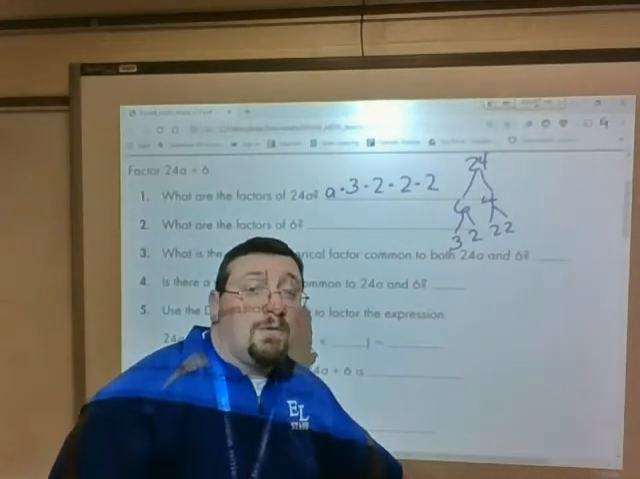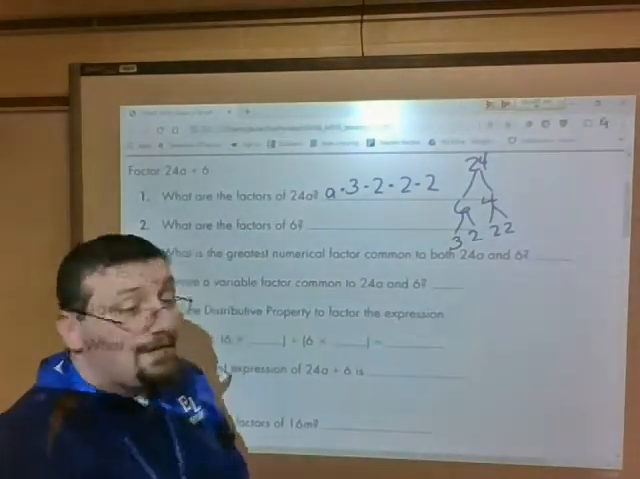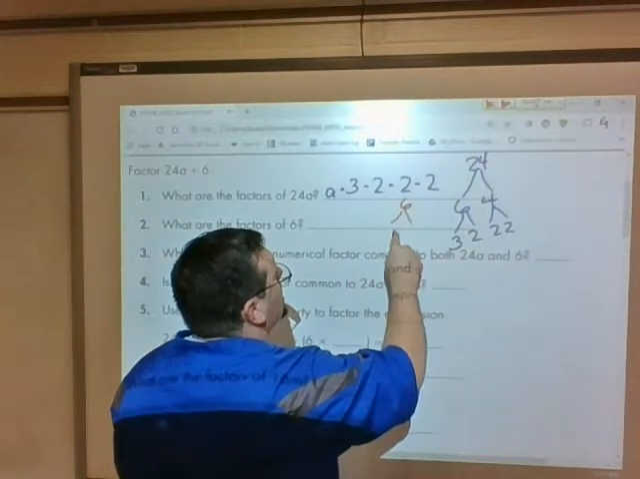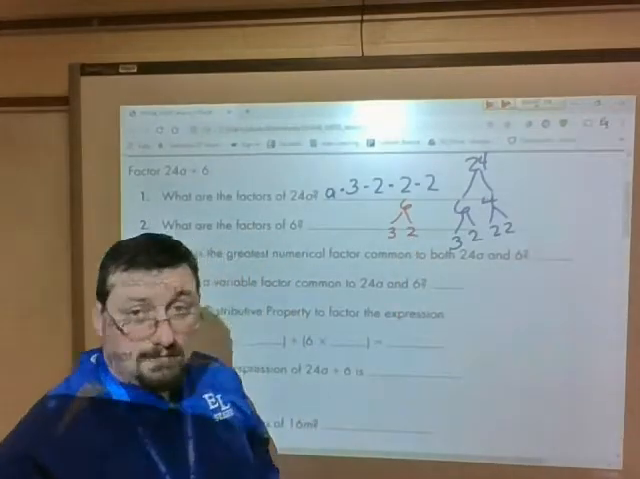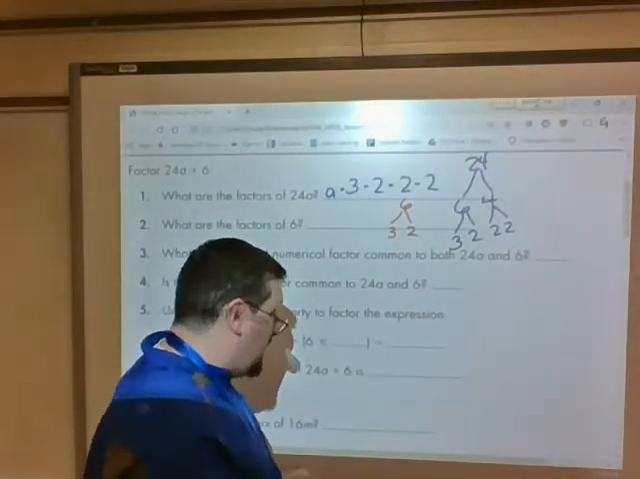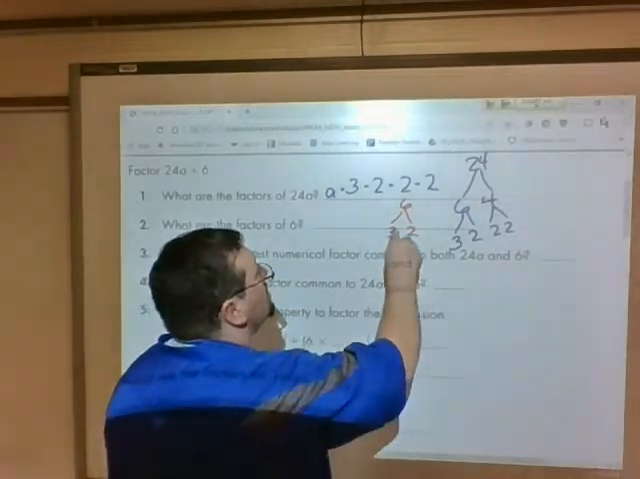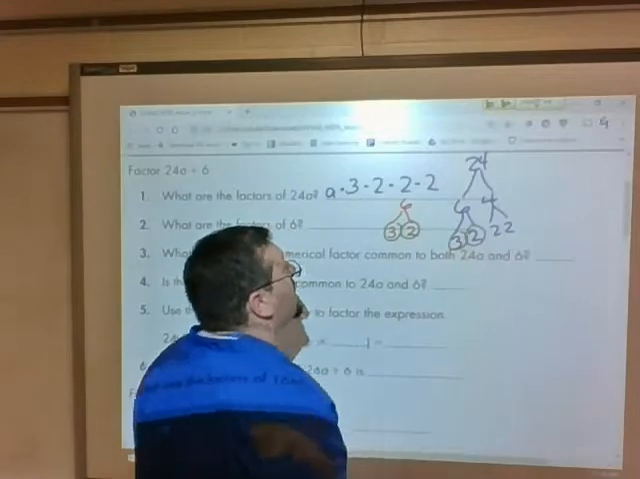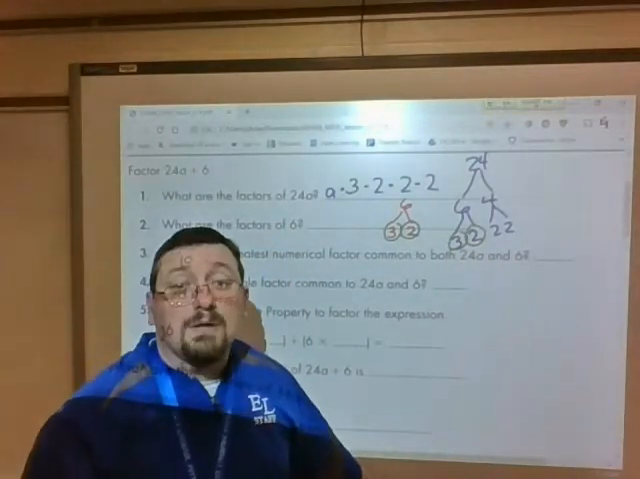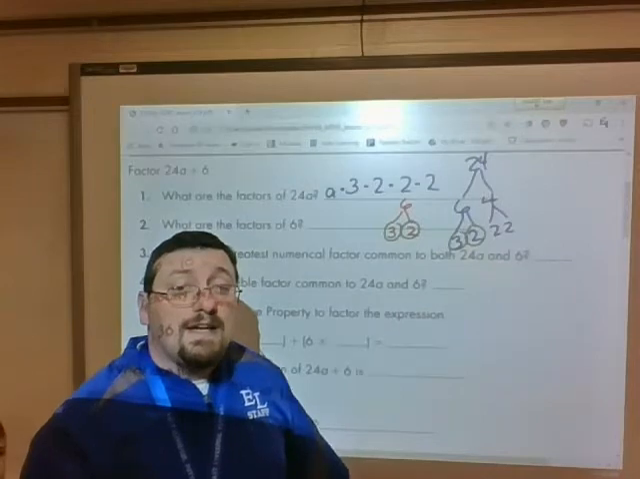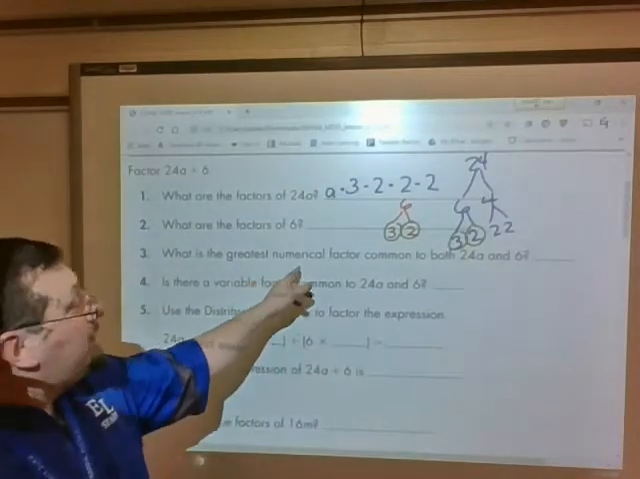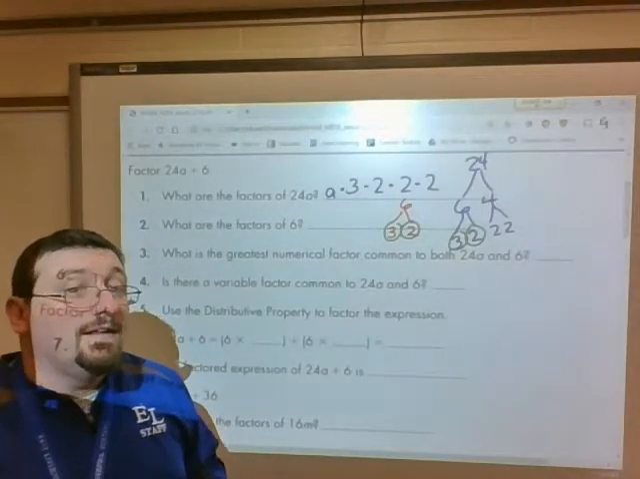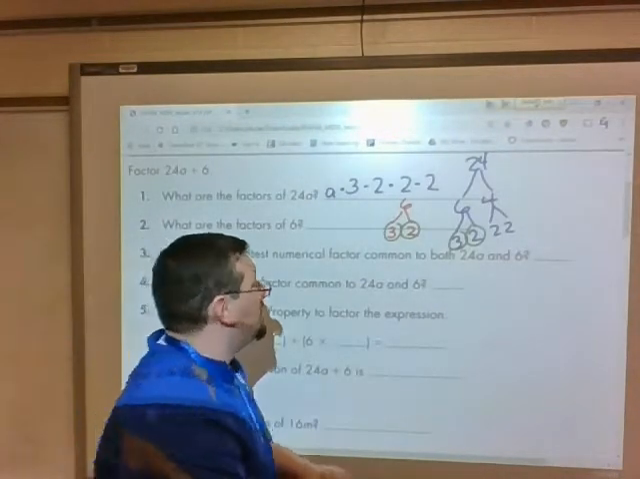Now, question 2: what are the factors of 6? As I said earlier, just 3 and 2. To get the common factors, I match up common factors inside those trees. I've got 3 and 2, 3 and 2. To find the greatest numerical factor common to both 24 and 6, I simply multiply 3 times 2, which gives me 6.